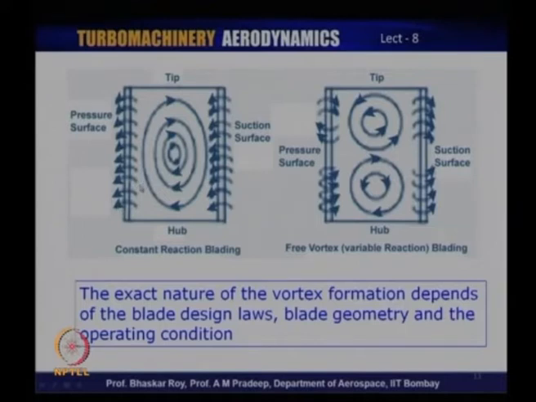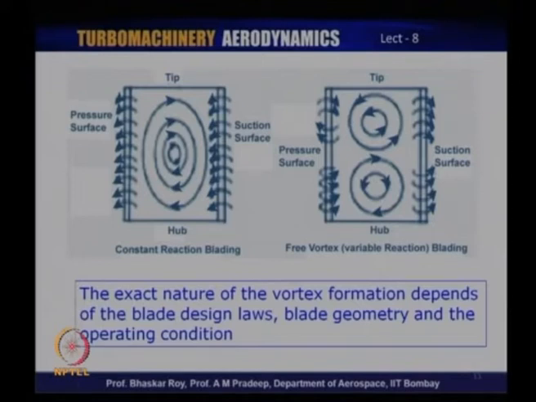So, it will move from one side to the other side at the trailing edge, and will have a more or less constant strength along the length of the blade, that is from hub to the tip. On the other hand, if you have a free vortex, which is a variable reaction blading, and depending on the reaction variation, depending on the free vortex design law that has been used, the strength of the vortex would now be varying along the length, and this variation is shown here in the diagram.